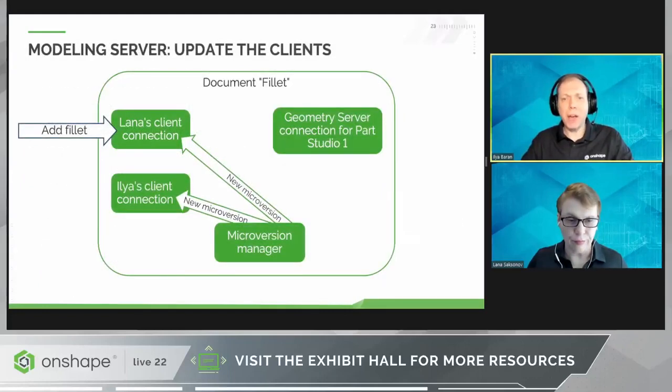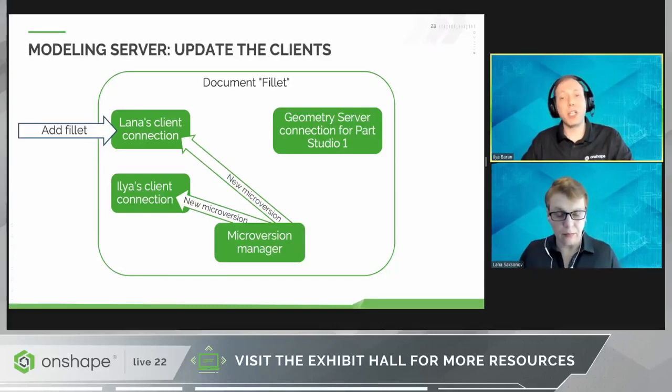Okay, back on the modeling server, we just created a new microversion with the new fillet in the current workspace. All of the connections to clients in that workspace are listening for new microversions. So both client connections get notified that a change has been made. The client connections will immediately update the feature tree with the change, but to update the rendered model, it needs to be regenerated and retessellated. So both client connections will ask the geometry server to do that.